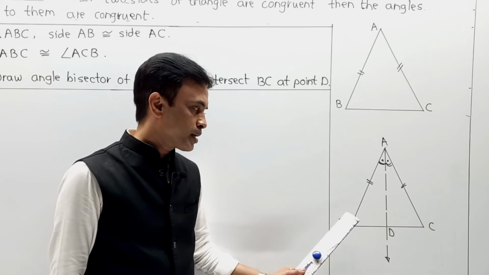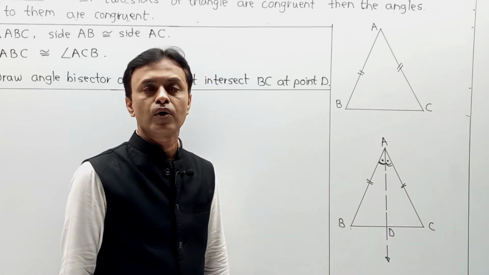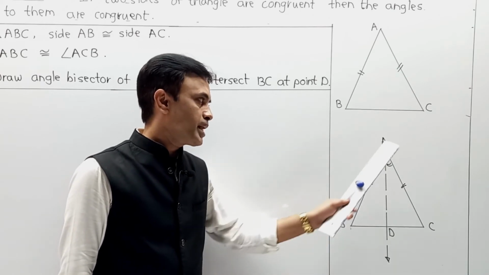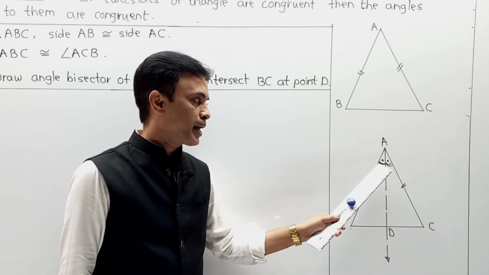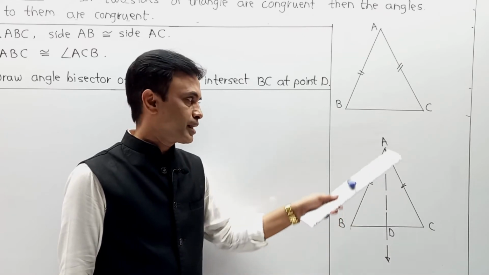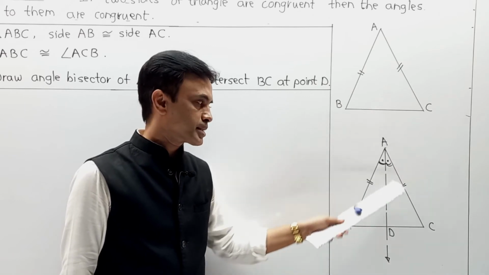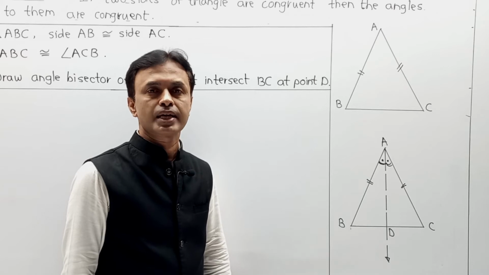Pay attention. First, side BA is congruent to side CA, as given by them. Next, angle BAD is congruent to angle CAD by construction, because we have drawn the angle bisector for A. Third, segment AD is congruent to segment AD. I repeat, segment AD is congruent to segment AD. Common side or same side.